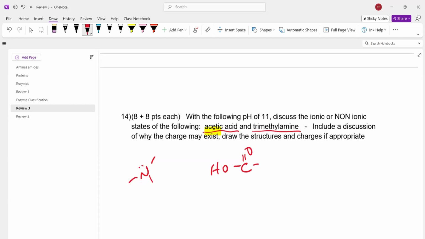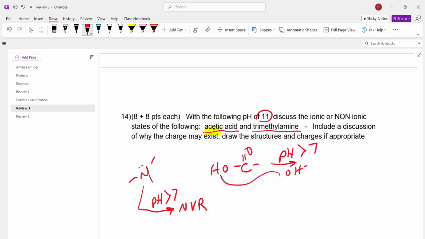Okay, so at pH 11, greater than 7, there will be no visible reaction. At pH greater than 7, what's going to happen is the OH is going to grab hold of that proton. So we're going to end up with that.